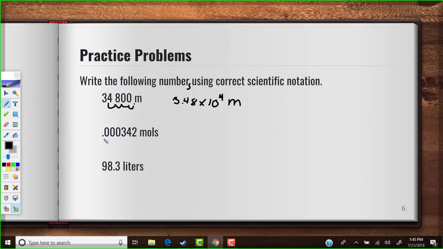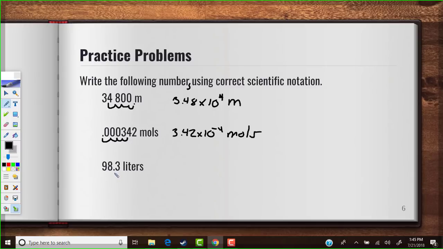So here, we're going to move the decimal place to the right 1, 2, 3, 4 times. So that number now is 3.42 times 10. And we moved it over 4 times. If we move it to the right, it's a negative. So we got 3.42 times 10 to the negative 4th, and the unit is moles. Okay? Let's do the one down here at the bottom.